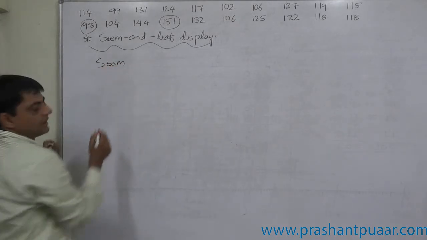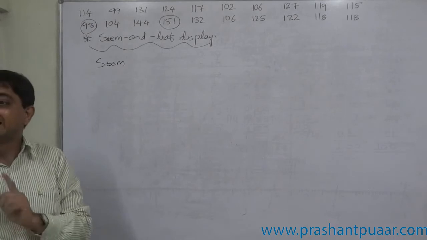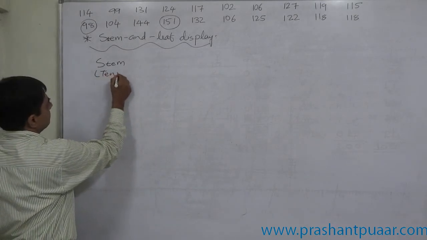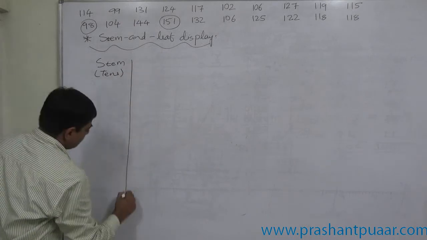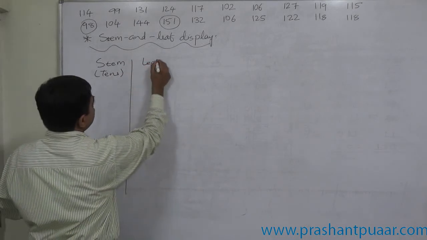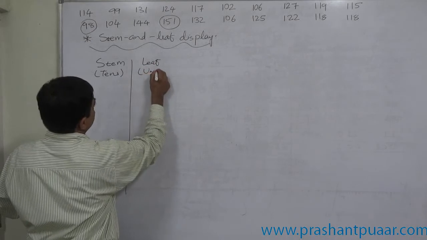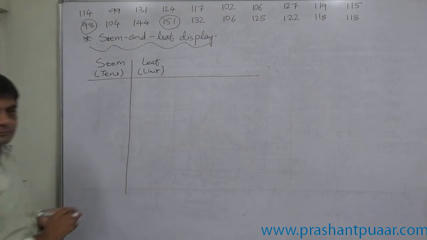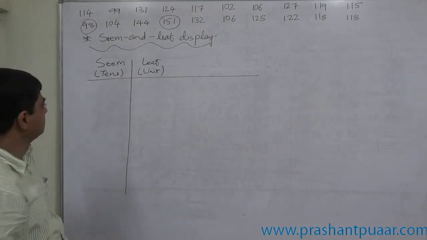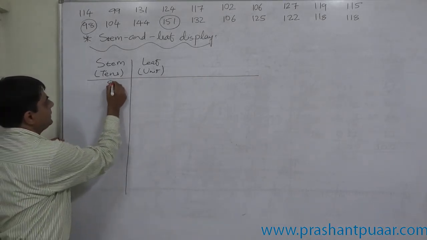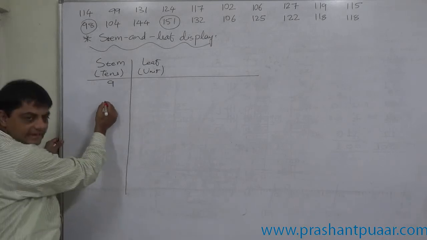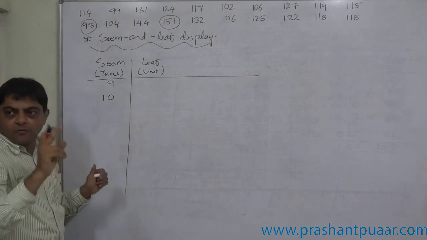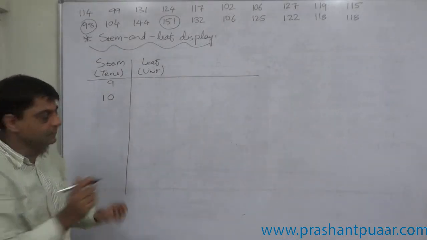Okay. Stem, again, will be in tens. 9 means 90. And leaf will be the unit digits. From 9 to 15. 9 means 9 tens, 90. 10 means 10 tens, 100. From 100 to 109, actually.